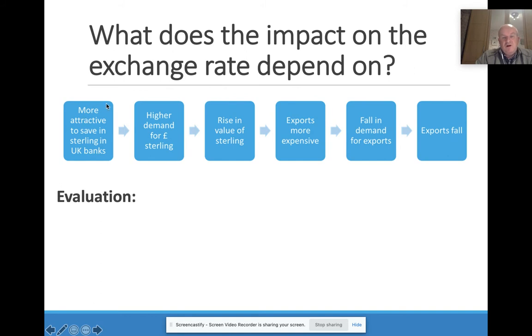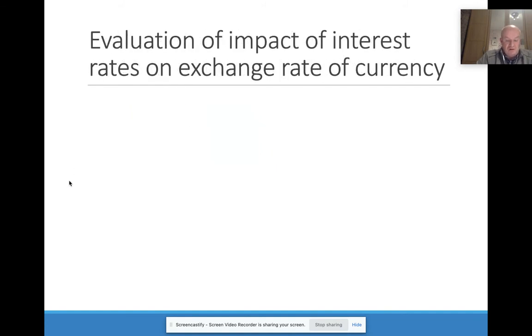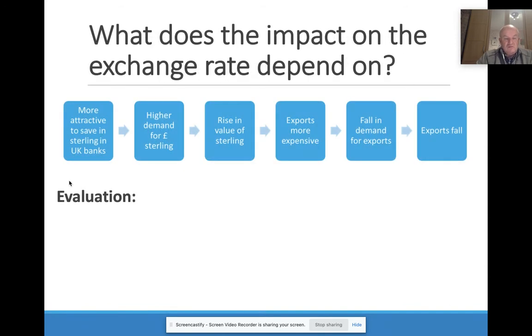If we've got a higher level of interest, it's going to be more attractive to save sterling in UK banks. The fact that we've got high interest rates is going to attract the hot money people, investors that have got a few bob sat in their bank account. They might just be shipping that from one country to another, dependent on the level of interest rate they're likely to receive from those different places around the world.